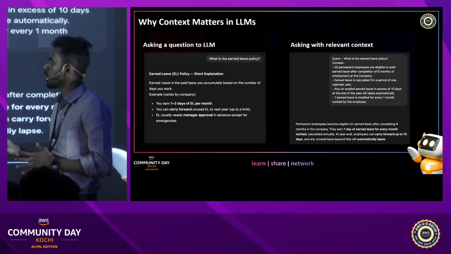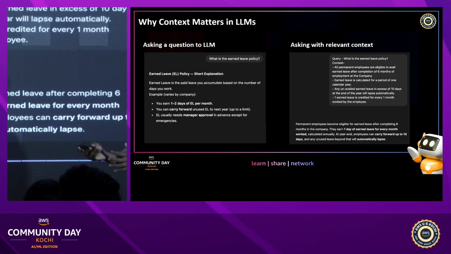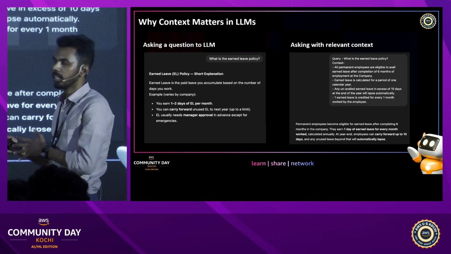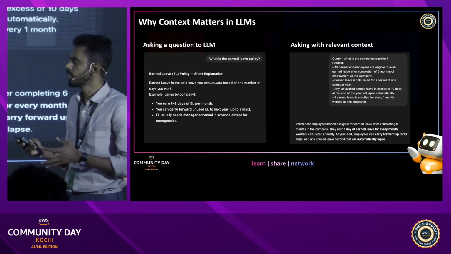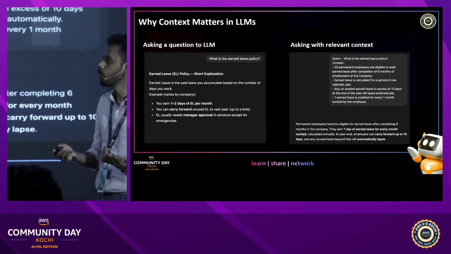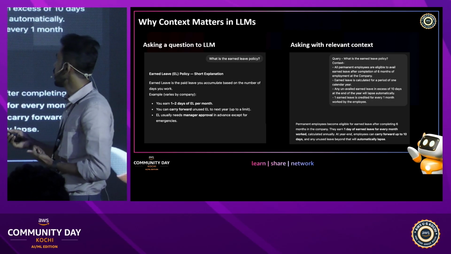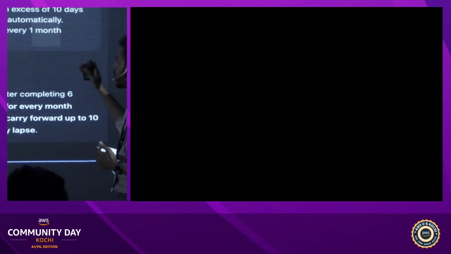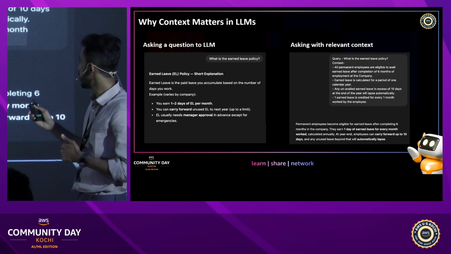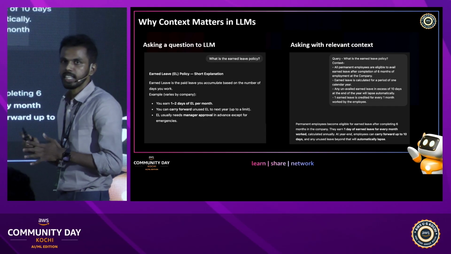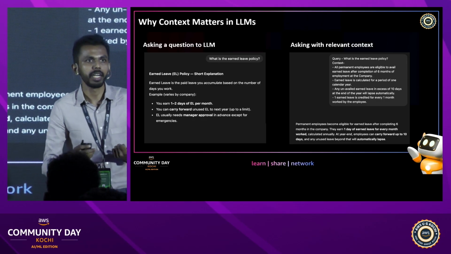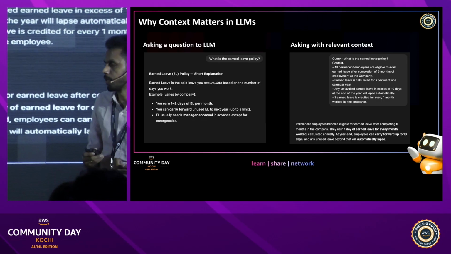Okay. Now let's see why context matters while working with LLMs. As you can see, I have two examples here. In the first one, I'm asking a question directly to the LLM: what is the earn leave policy here? And it does have an answer, but it is a generic one because it doesn't know about our organization's policy. So it is not much useful for us. In the second example, I've asked the same question, but this time with a clear context: what is the current leave policy in my organization? And it responded with an accurate answer. So the key takeaway here is LLMs are powerful, but context is what makes them even more powerful and useful for real-world scenarios.